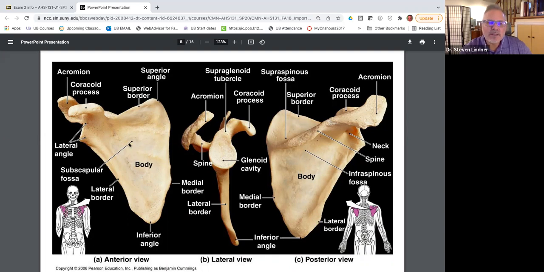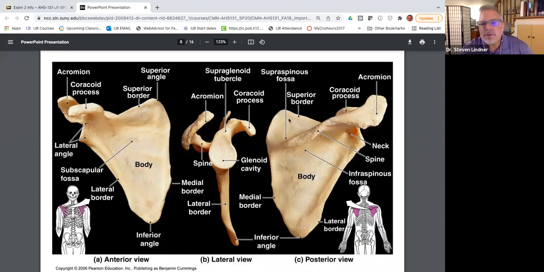infraspinous, and subscapular fossa, are important fossas because we're going to have three of the four rotator cuff muscles attaching there. You've heard of the rotator cuff muscles before. Many pitchers in baseball tear a rotator cuff muscle. People that have shoulder injuries sometimes need rotator cuff repair.